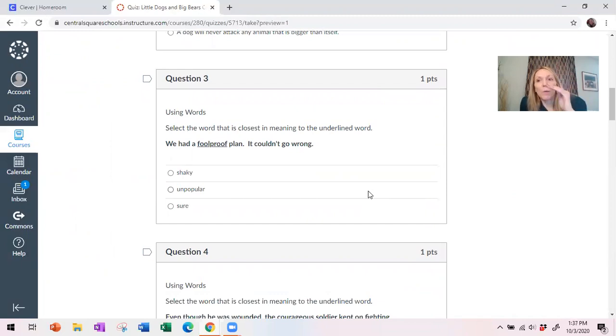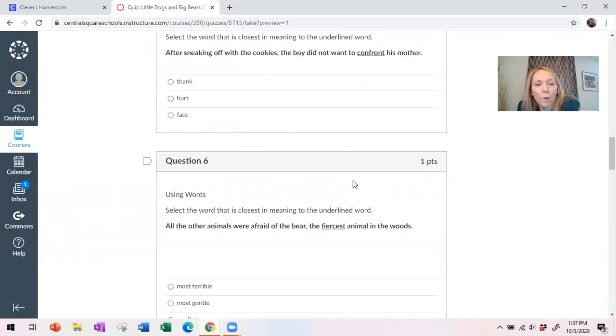Vocabulary is so important to understanding what you read, okay? So I'll do an example with you of using words. Select the word that is closest in meaning to the underlined word. We had a foolproof plan. It couldn't go wrong, okay? So then you choose the one that's closest. Now be careful. Sometimes they'll ask you to choose the opposite of the word. So make sure you're reading the question carefully.